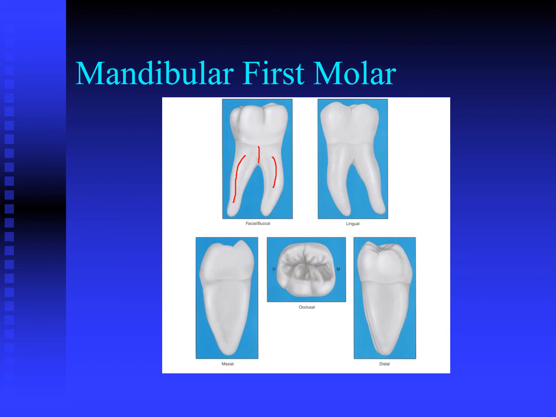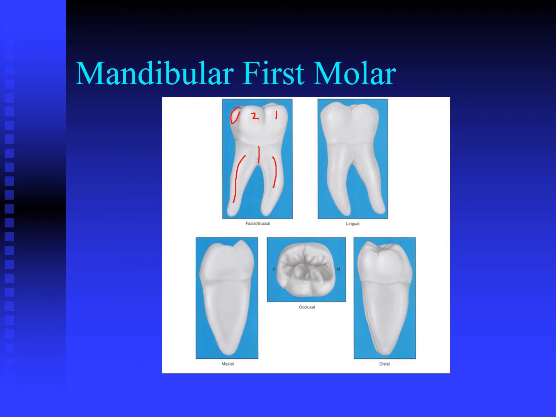We have three prominent, definite cusps on this tooth. The mesiobuccal, the distal buccal, usually sequenced in about that size. Mesiobuccal and distal buccal is a little smaller. And then we have the smaller cusp back here, which is called the distal cusp.